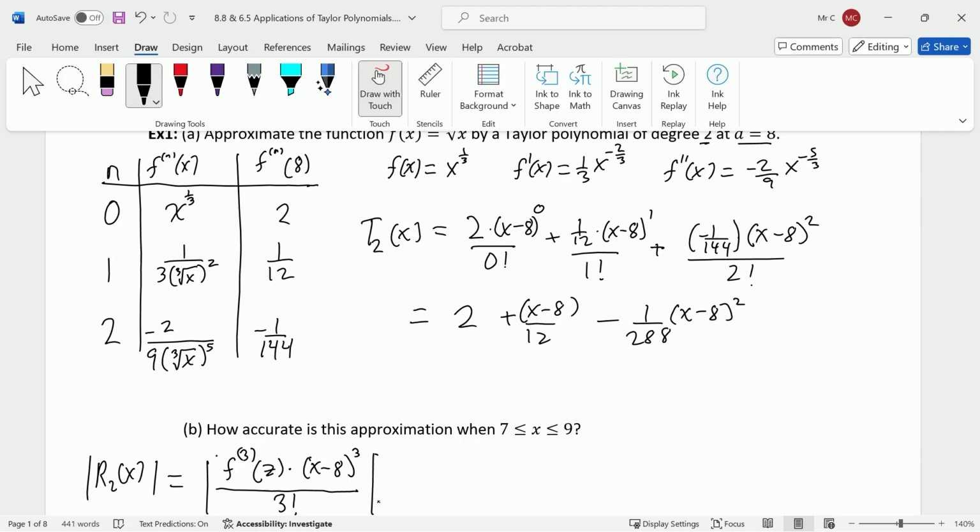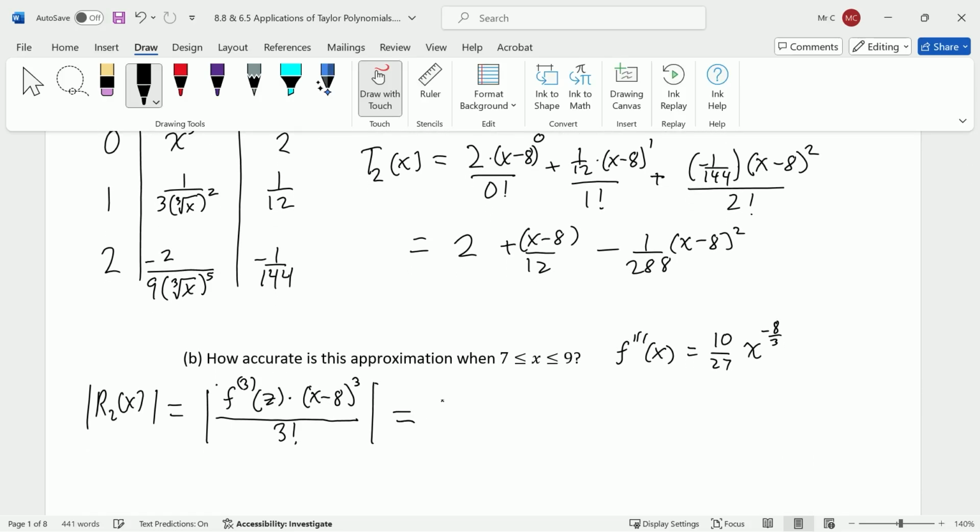So I need to know what my third derivative of f is. So I'm just going to real quick look back up here at my second derivative, and negative 2/9 times negative 5/3 becomes 10 over 27 times x to the negative 8/3. So I put that into my formula, and I get 10 over 27 times the cubed root to the 8th power of z, in this case, times x minus 8 to the third power over 3 factorial, which is 6.